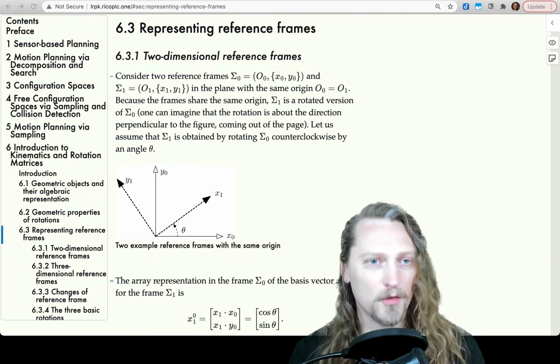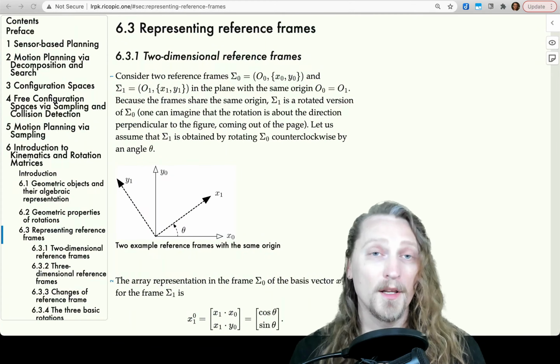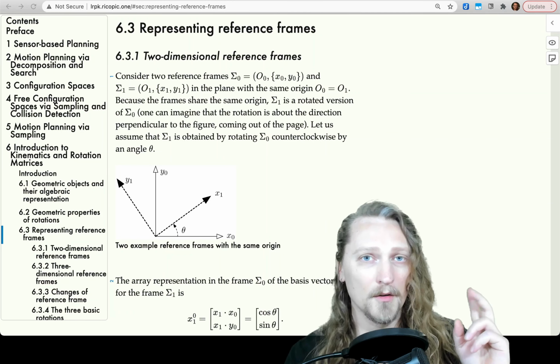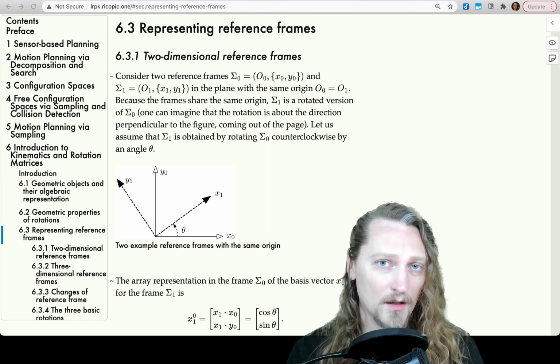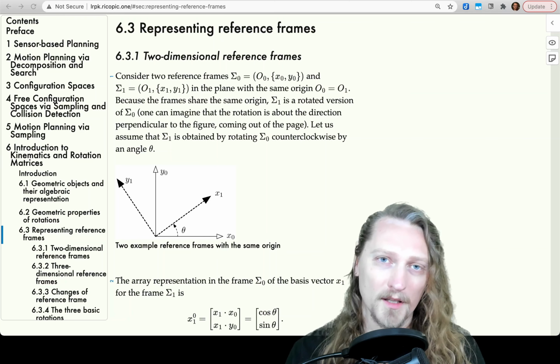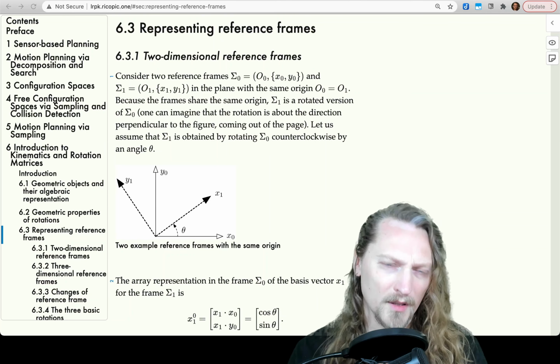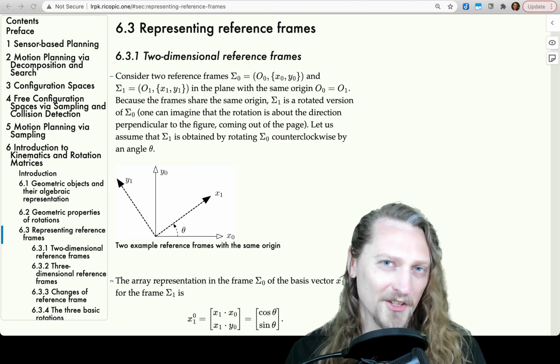Okay, 6.3, representing reference frames. We're going to take a look at representing two-dimensional and three-dimensional reference frames in this lecture. We'll look at the two-dimensional ones first because it's easier.